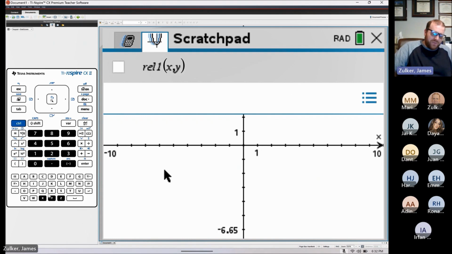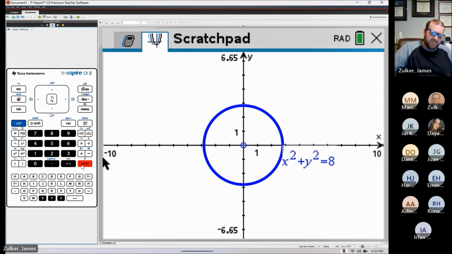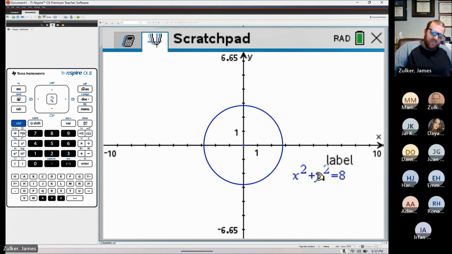Right now we can just type in the equation we want, right? So x squared plus y squared equals 8. Hit enter. And there's your relation. And then this we can just move. We can also just get rid of it. All right, so this would be useful if you want to double check your work.